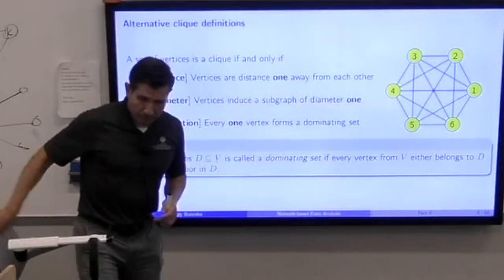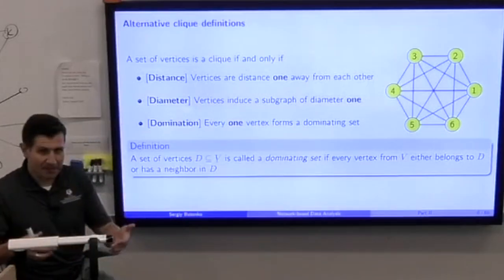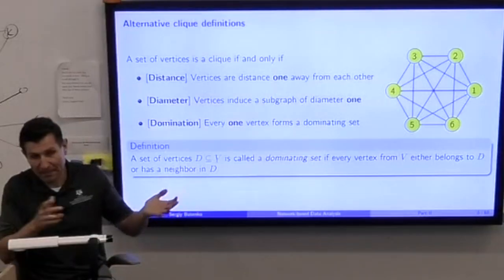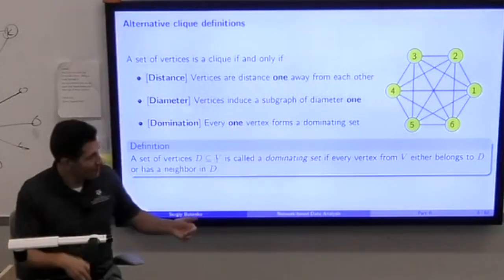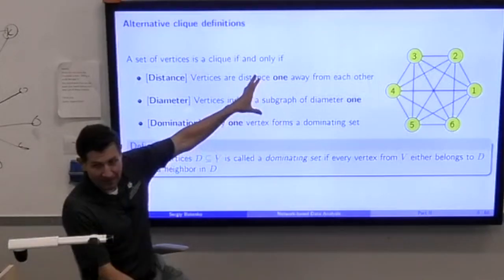Now, how about using this concept of dominating set to equivalently define a clique? It seems very different from a clique, right? Nevertheless, you could observe actually. So look, here you have a clique.